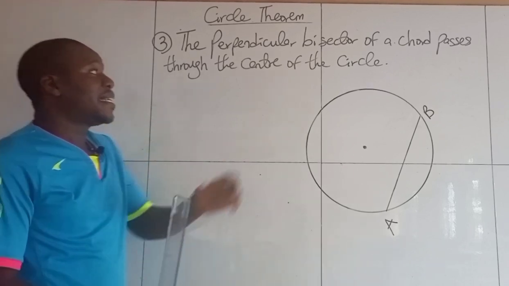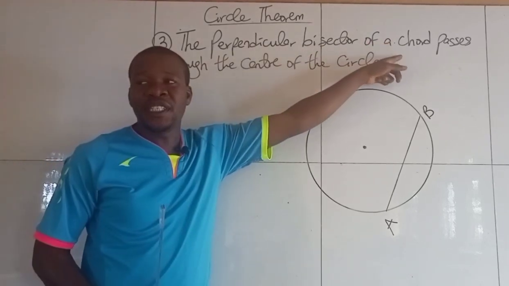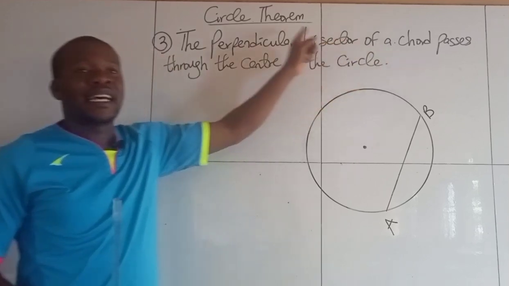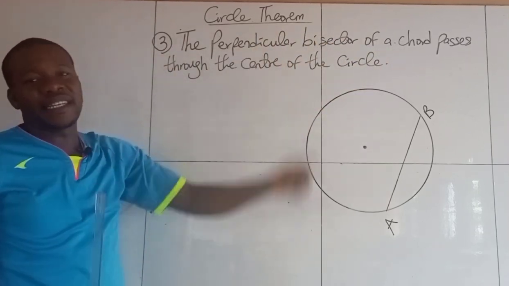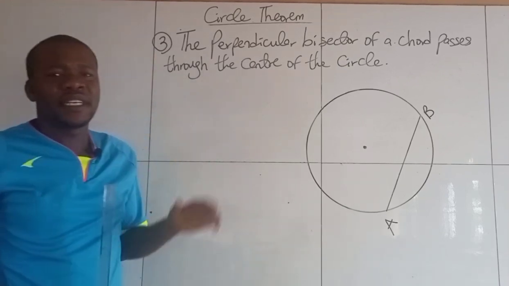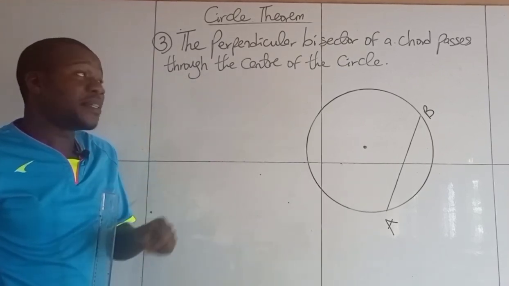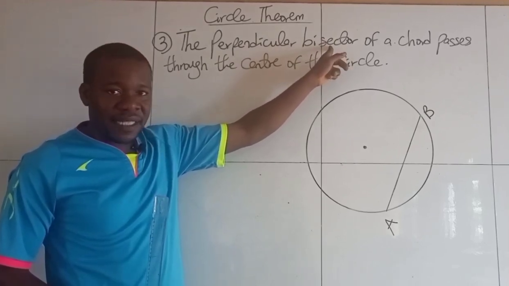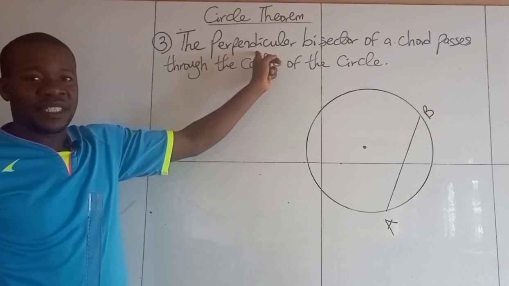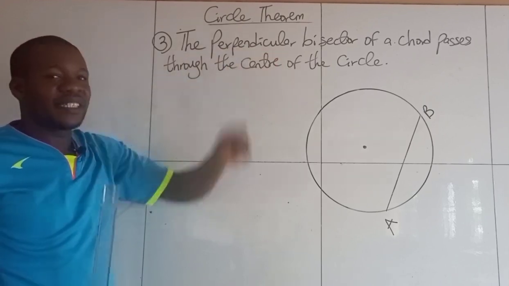So any line that will divide a chord into two equal parts and is at 90 degrees to the chord must pass through the center of the circle. That's the simple illustration of this theorem. And I repeat, any line that will divide the chord into two equal parts and is at 90 degrees to the chord must pass through the center of the circle.